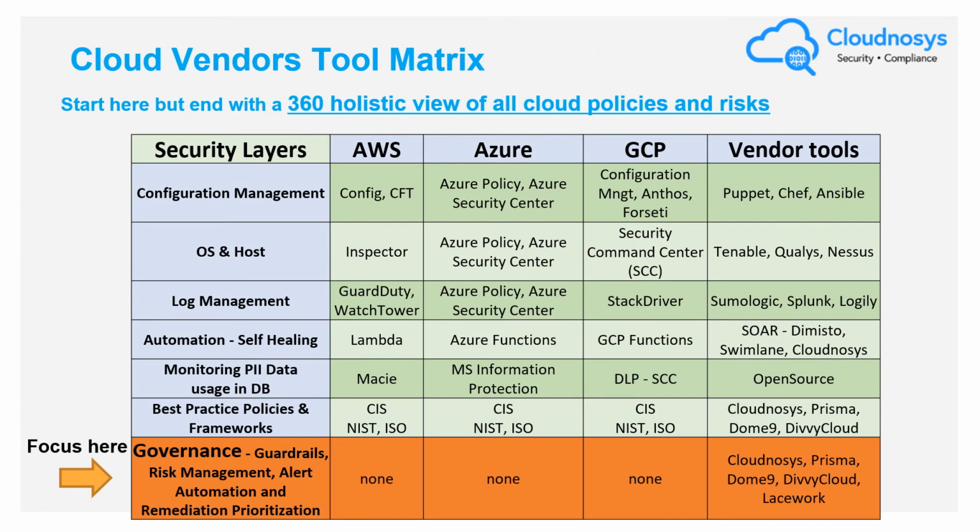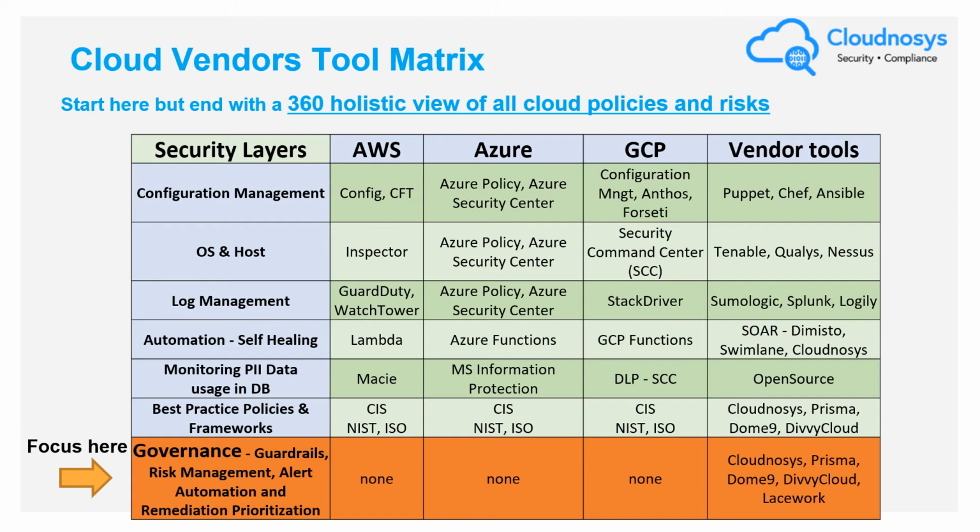So let's talk about tool chain a bit, right? Security is a pretty tough thing, as you know, and defense in depth requires that you have security monitoring in each layer of the defense in depth triangle, which I showed earlier. So everything from configuration management to operating system and host to log management, automations, and monitoring your database with PII, and of course, having access to security policies and frameworks.